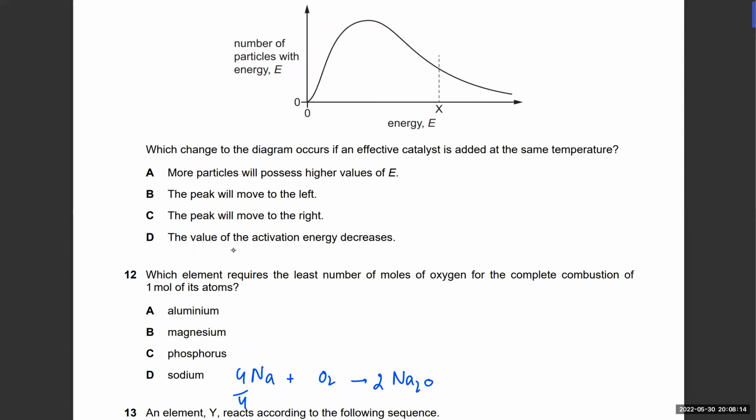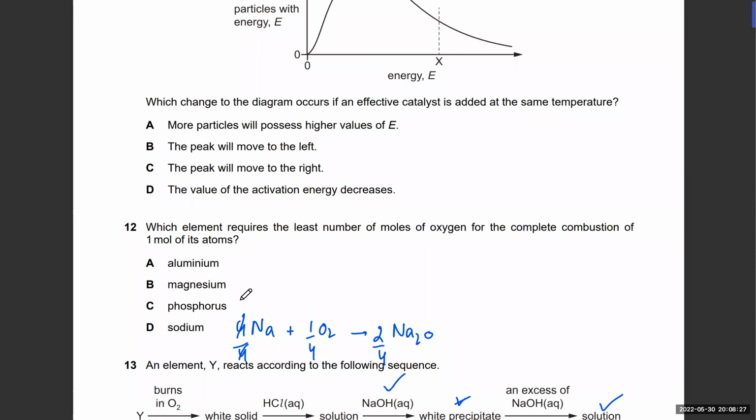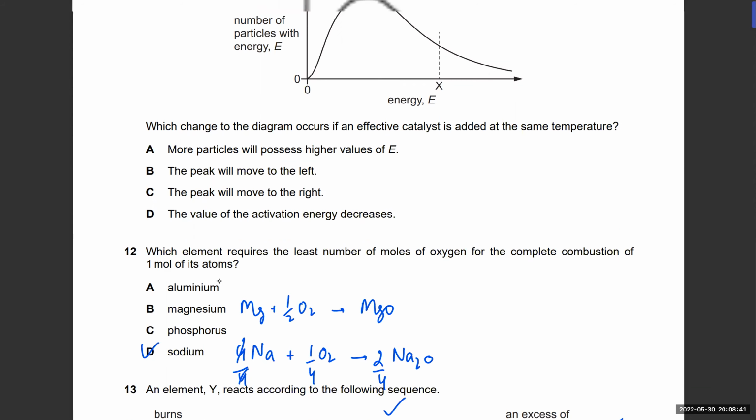So this gets divided by 4, this gets divided by 4, so that sodium is 1 mole. That makes sodium need a quarter of an oxygen molecule for the reaction. The other ones need a lot more oxygen. Magnesium requires half of the oxygen; if you balance it, it's going to be MgO, and that would require half an oxygen. So it's going to be sodium. You can make all the other equations as well.